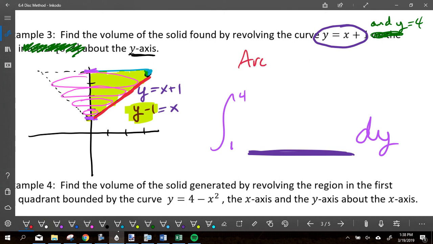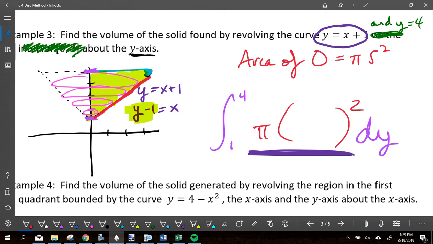My cross sections of this thing, it's the area of a circle still. So it's still pi r squared. All I need to do is find my radius. We spun around the y-axis. So if we're spinning around the y-axis, it's not top to bottom anymore. Now it's right to left.